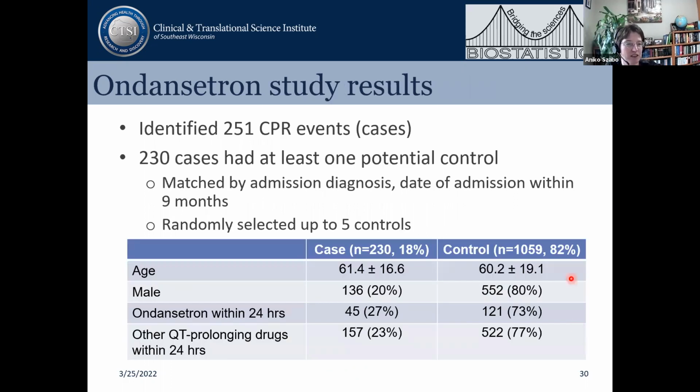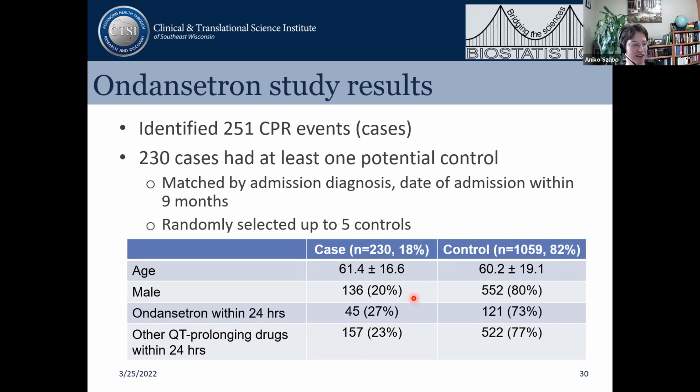And in this case, we wound up identifying 250 CPR events. We had 230 cases with controls. We also matched by admission diagnosis, which was a really complicated categorical variable with lots of levels. And we also matched by date of admission, so they're in the same time frame. And we selected up to 5 controls randomly. Since we couldn't always select 5 controls, we wound up with not 20 to 80%, but 18 to 82% if you just look at basic descriptive statistics. So anything that's more than 18% or less is a potential risk factor. So age here surprisingly was not a predictor. I thought it would have been, but apparently after controlling for admission diagnosis, age was not a predictor of CPR.